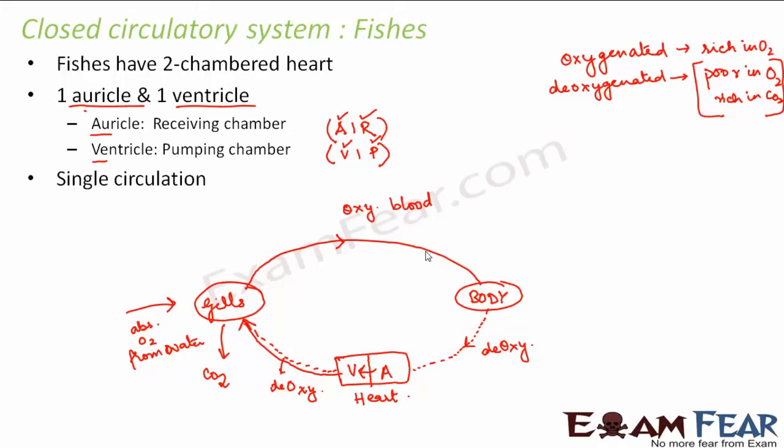Let us now see another important thing: it was just once, in one cycle of circulation, that the blood passed through the heart. So this is one cycle of circulation, and in one cycle the blood passed through the heart only once. That is why this is known as single circulation.